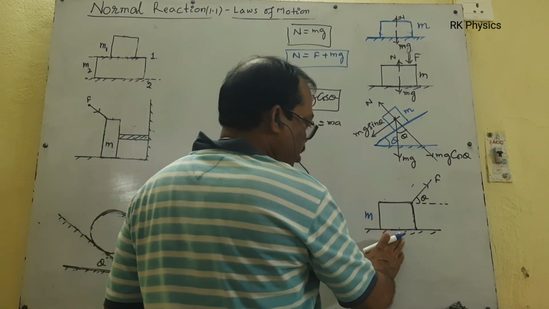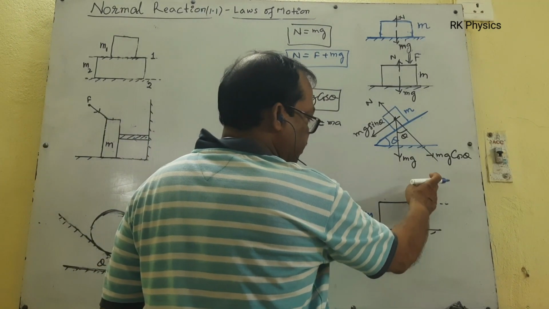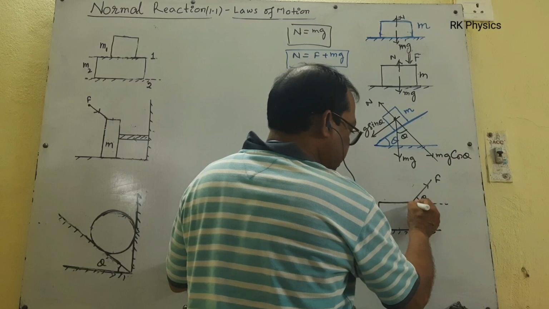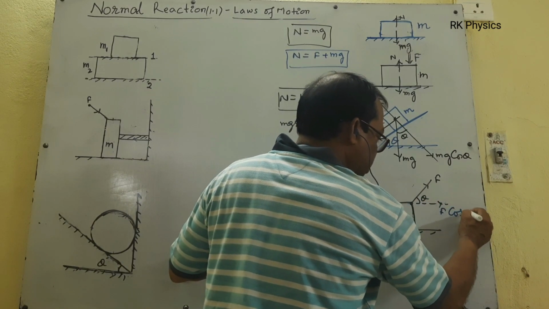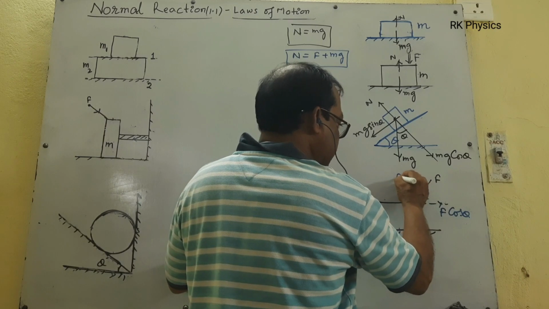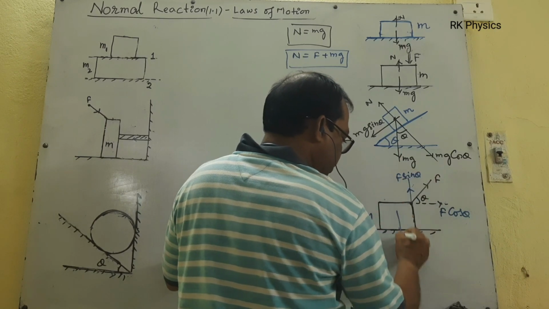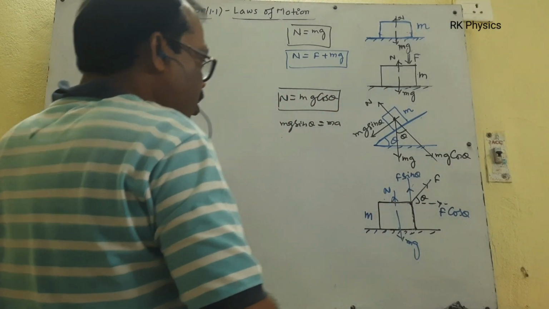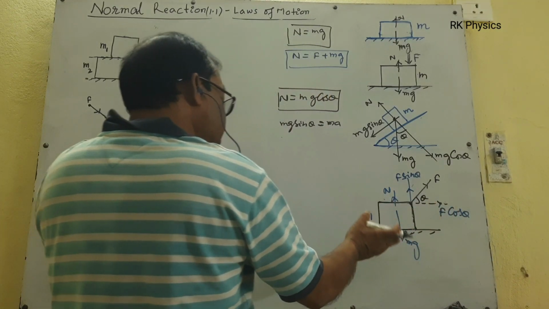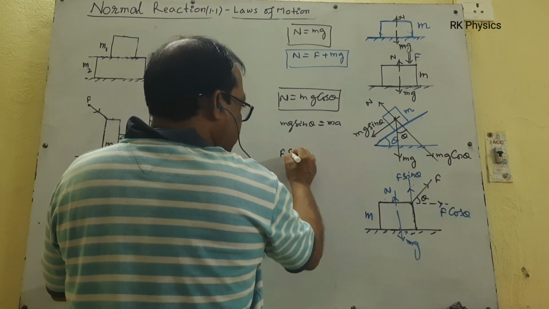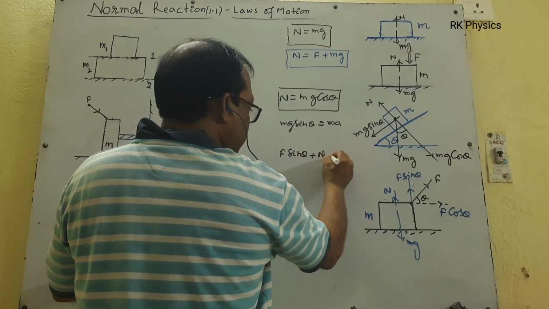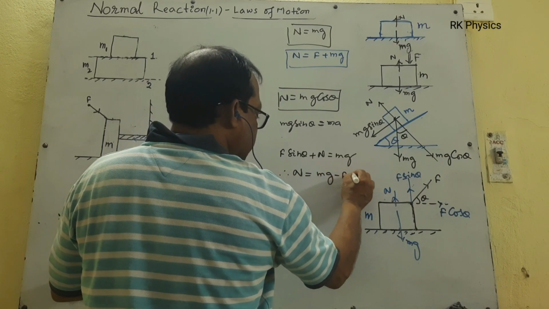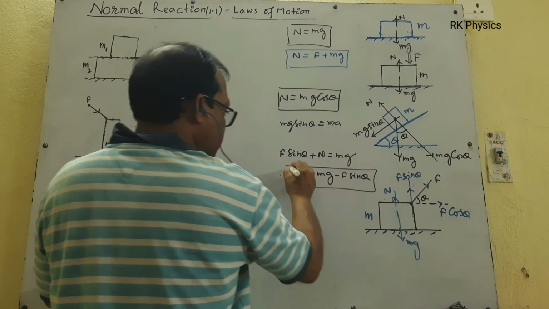Mass M is placed over a horizontal surface. Now F is in an arbitrary direction as shown in the figure. You take this point as origin. Resolve F into components: this is F cos theta, this is F sin theta. Now the weight of the body is mg and the normal reaction is N. Since the system is in vertical equilibrium, you write F sin theta plus N equal to mg. So therefore N is mg minus F sin theta. Okay, this is the value.